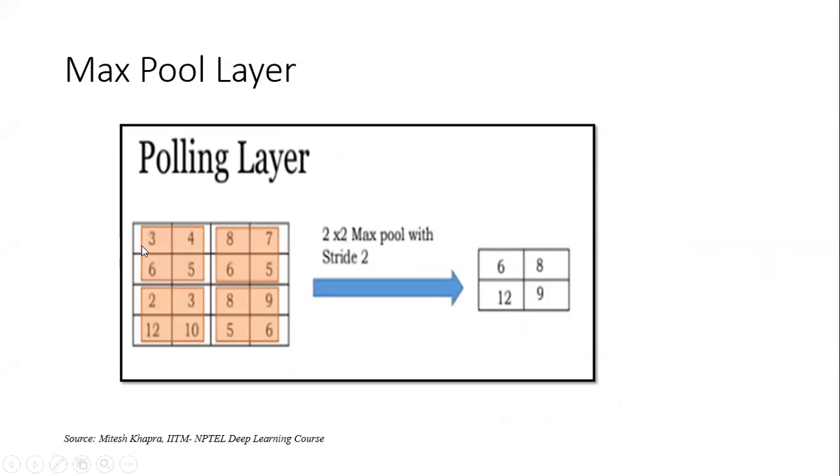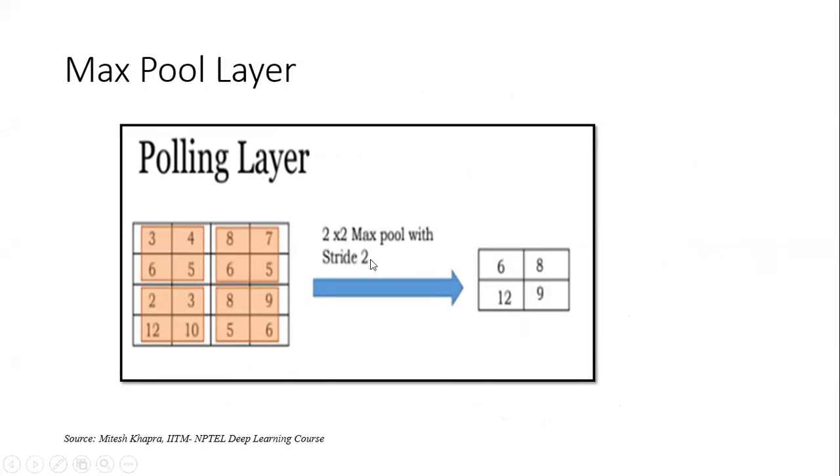So I take this first filter, or first pooling, using these 4 pixels. I take a stride of 2. So after 3, I'm not going to put my mask on 4. Instead, I'm going to put it on 8. Of these 4 values, I'm taking the maximum, which is 6.